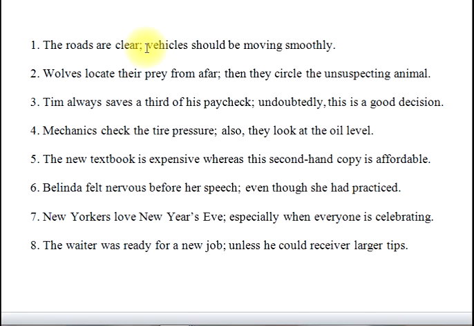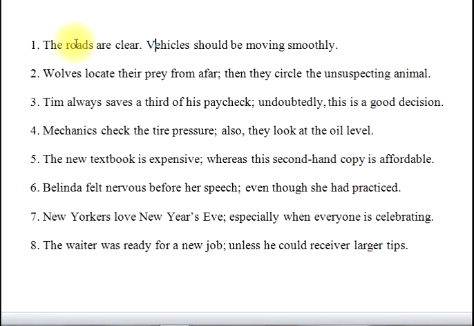Each one of these has a semicolon in it. Oh, we need to stick one right in here. Okay, so they all have semicolons, and my question to you is, are these correct? Well, let's find out. The roads are clear; vehicles should be moving smoothly. Can I put a period there and then capitalize the V? Do I get two simple sentences? Yes, I do. So in the original, that was correct.